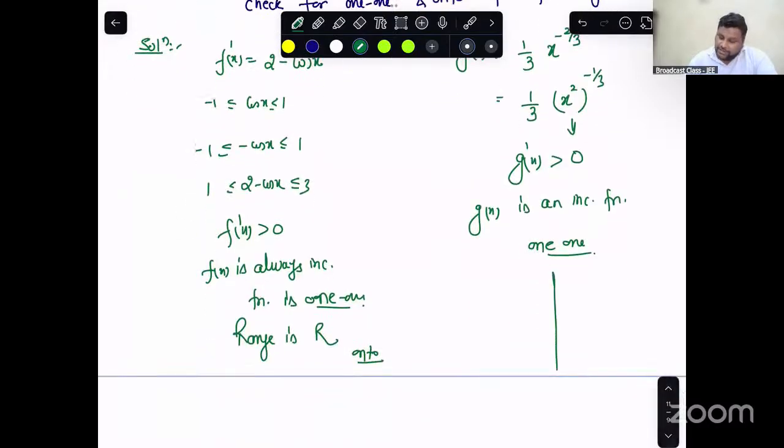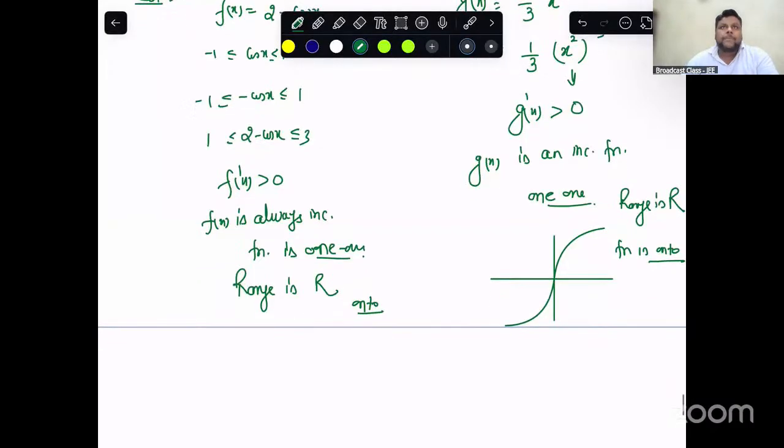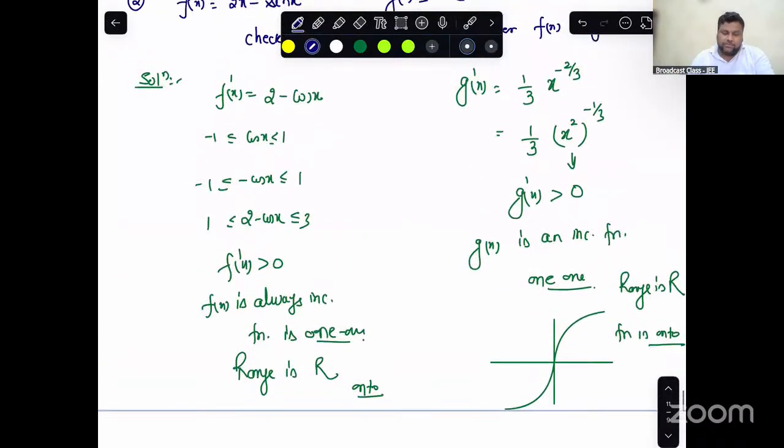Now, if you realize the graph of gx, it will be of this kind, increasing here and increasing like this here. So that also goes from minus infinite to infinite. Range is R. Now the range is R, the function is onto. So both the functions are bijective functions. Am I clear? Have a look.